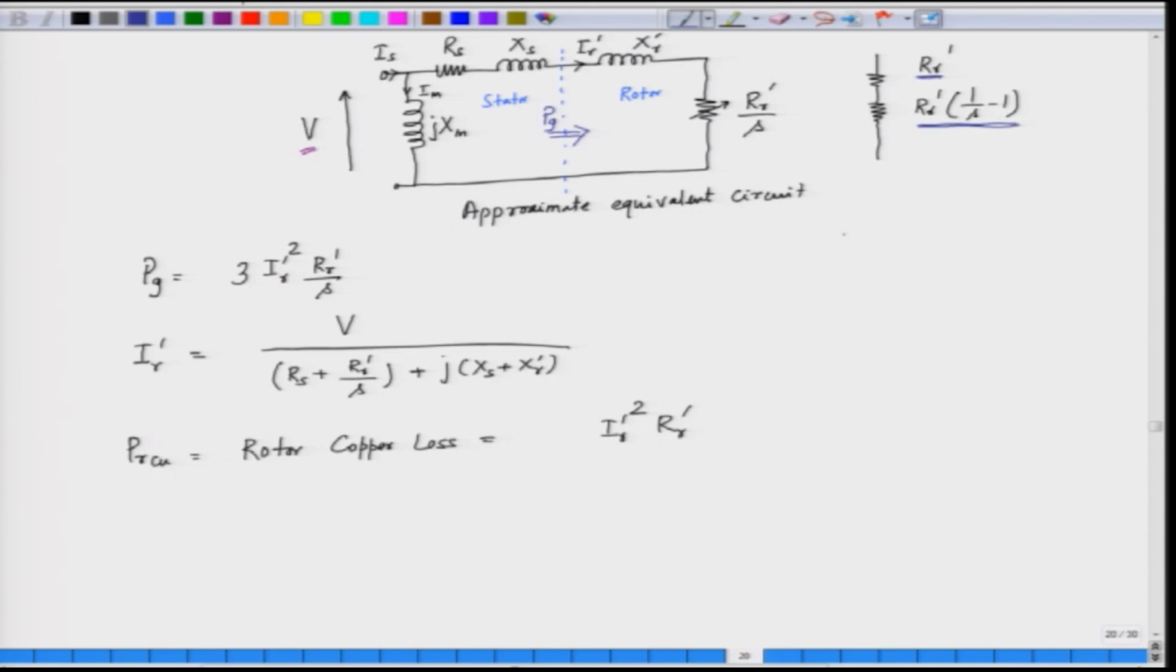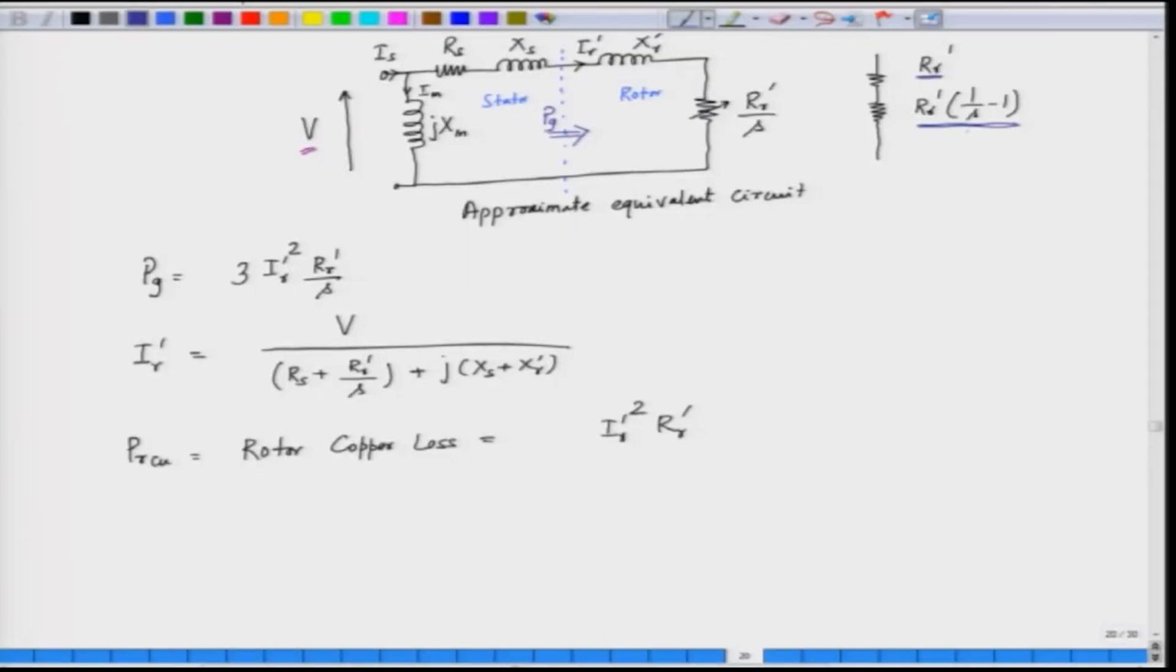Now, in an electric circuit, when we try to derive the mechanical power, we have to have a means of finding out the mechanical power. Slip is a mechanical variable. So, this part involves slip, and this represents the mechanical output. So, we can say that this resistance is representing the mechanical output.